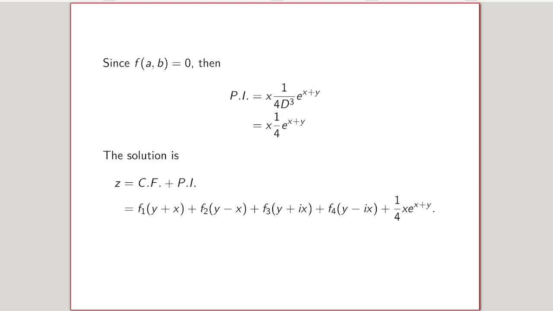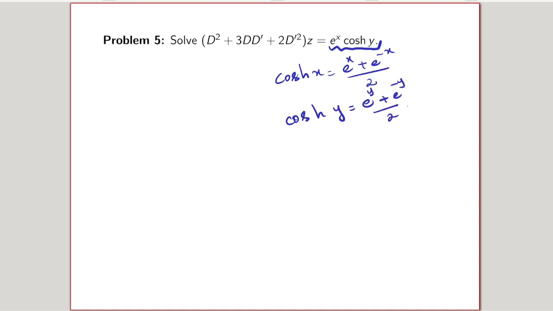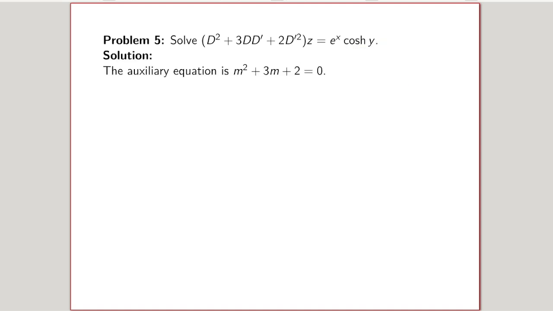So our complete solution is CF plus PI. So in this question, e power x into cos hy is given. We already know that the formula for cos h x is nothing but e power x plus e power minus x divided by 2. In the same manner, we are going to replace x with y. So cos hy will be e power y plus e power minus y by 2. We are going to replace that in this question.